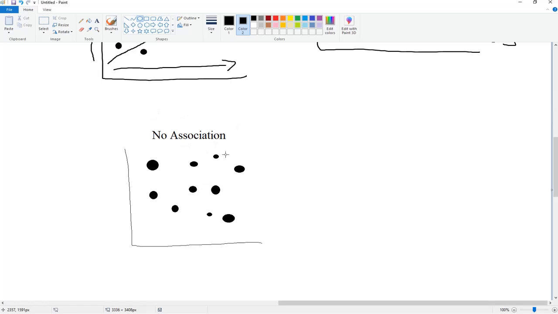That's a no association. That means that whatever this is and whatever this is, they have nothing to do with each other. So that can be something like the number of legs on a chicken and the number of eggs that it lays. They don't have anything to do with each other. Okay?